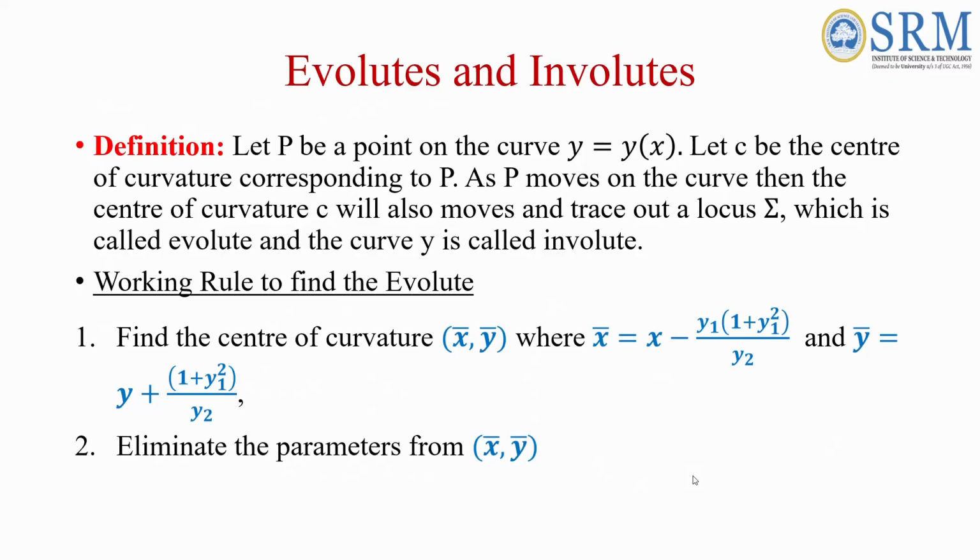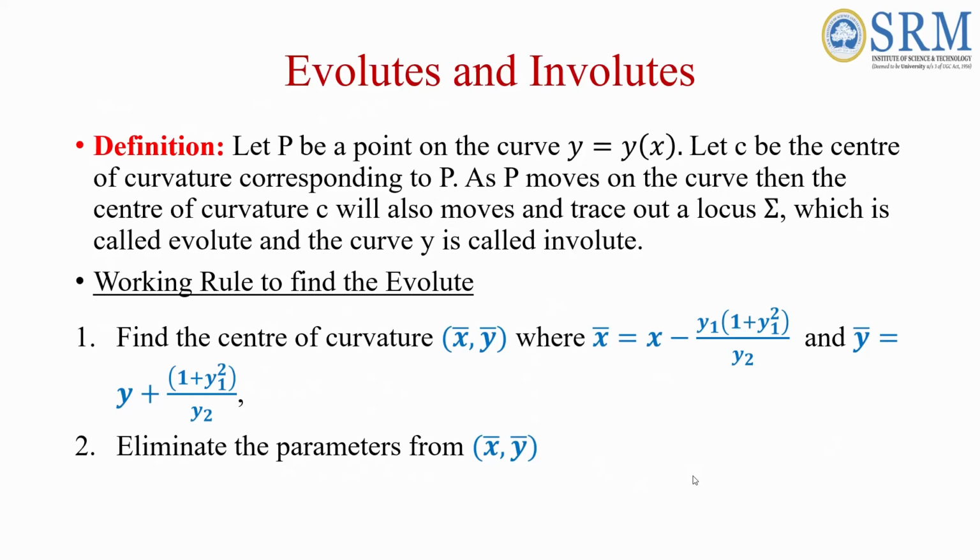Very simple. Take y is equal to some curve, y is equal to f of x, and then for each and every point there will be a center of curvature. If the point P moves on the curve, then the center of curvature will trace out another curve. Such a curve is called evolute, and then the original given curve is called involute. Very simple.